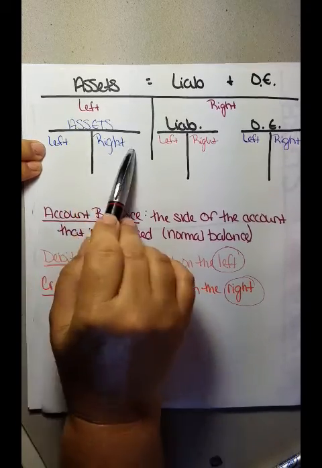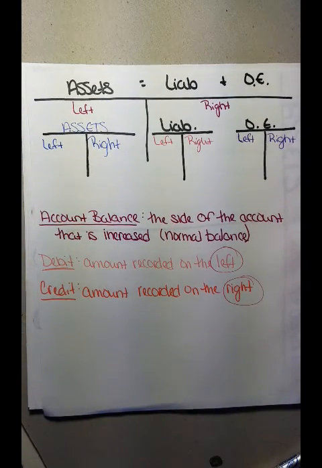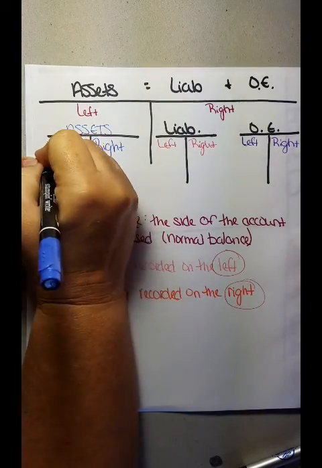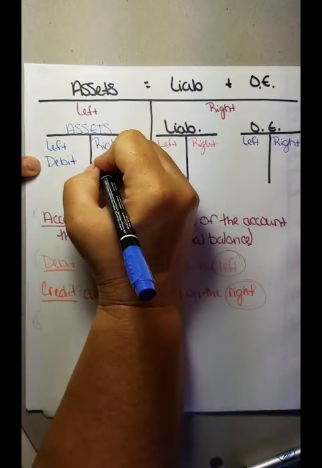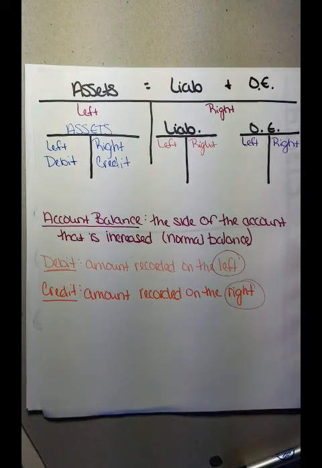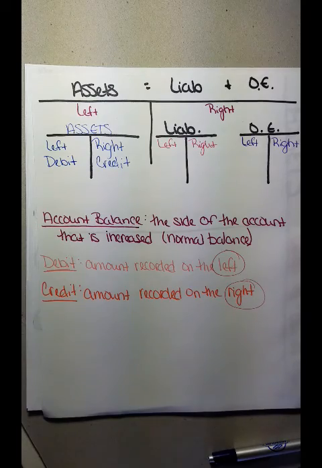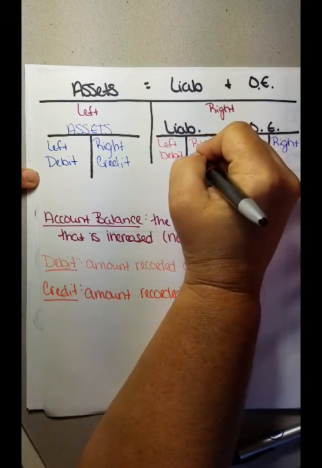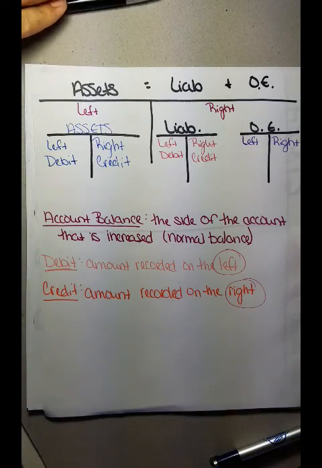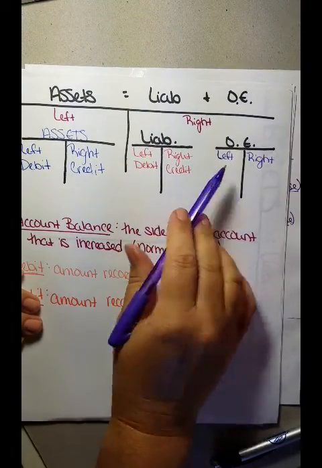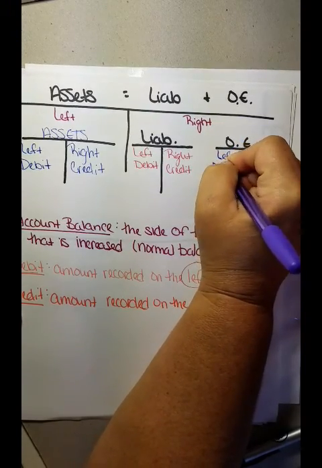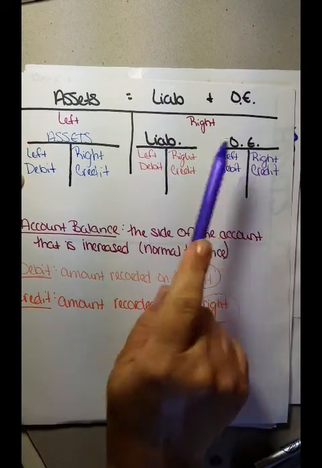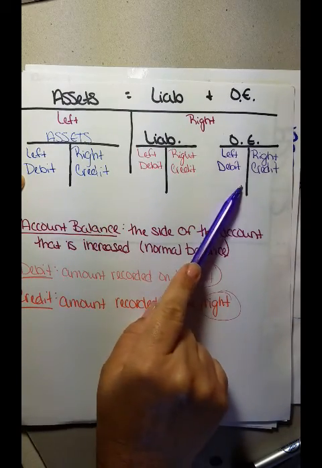So, the basics. We have our asset left and right. We know that left is always going to be a debit. So I'm going to put debit. Right is always a credit. So I'm going to put credit here. Same thing with our liabilities. Left is a debit. Right is a credit. And with our owner's equity, left is a debit. Right is a credit. So you can see that it doesn't matter whether it's an asset, liability, or owner's equity. Debits are always on the left. Credits are always on the right. Okay.